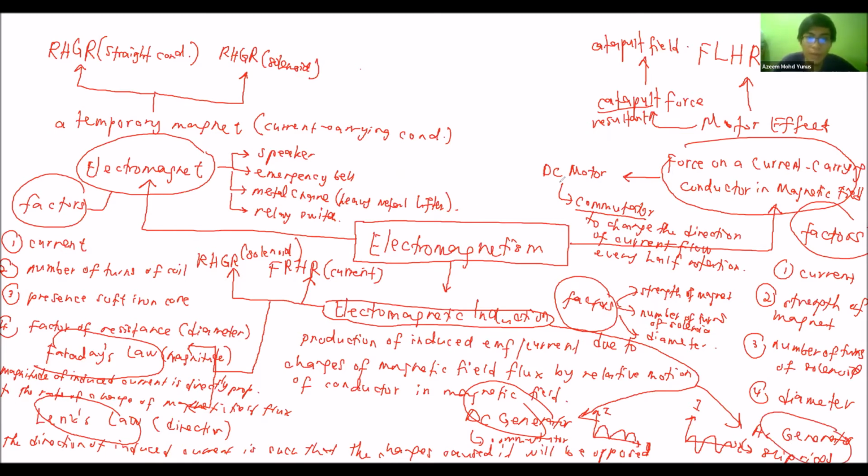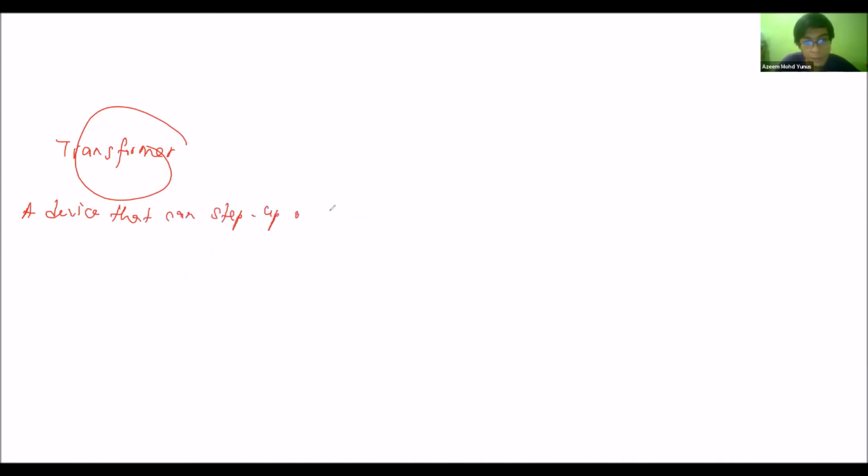And then based on the application of electromagnetic induction, we can do more for AC current. We know about the transformer. So transformer here, a transformer is a device that can step up or step down the potential difference of alternating current.